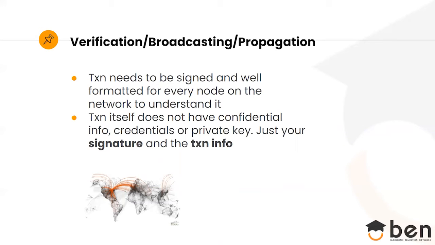A Bitcoin transaction needs to be signed with the private key and well formatted for every node on the network to understand it. The transaction itself does not have confidential info, such as the credentials or your private key. The transaction only contains your signature and the transaction info, which includes how many Bitcoins are being sent and who they're being sent to.